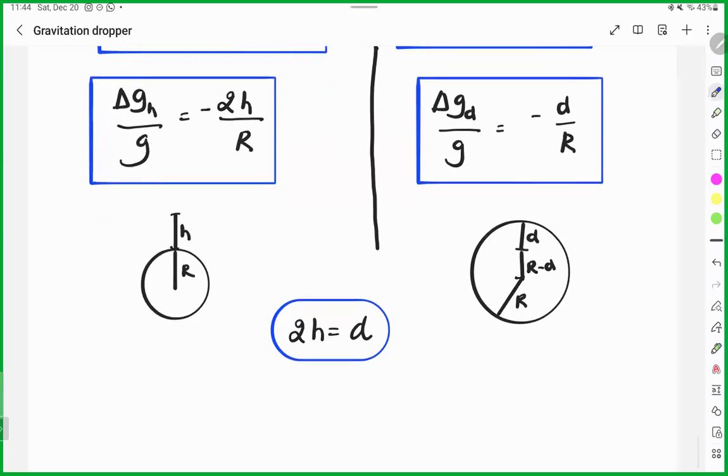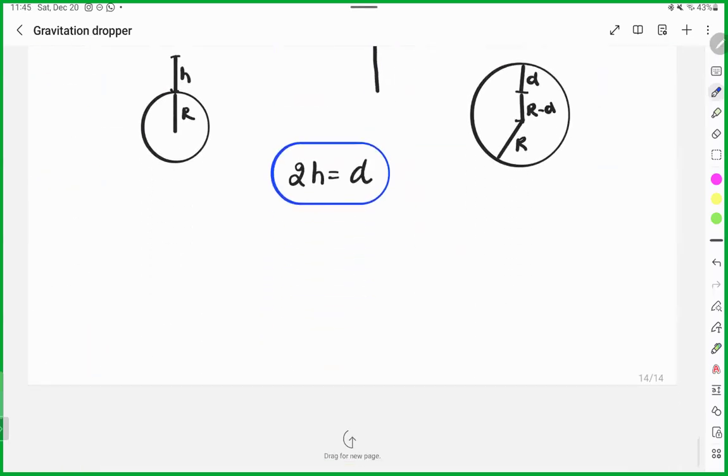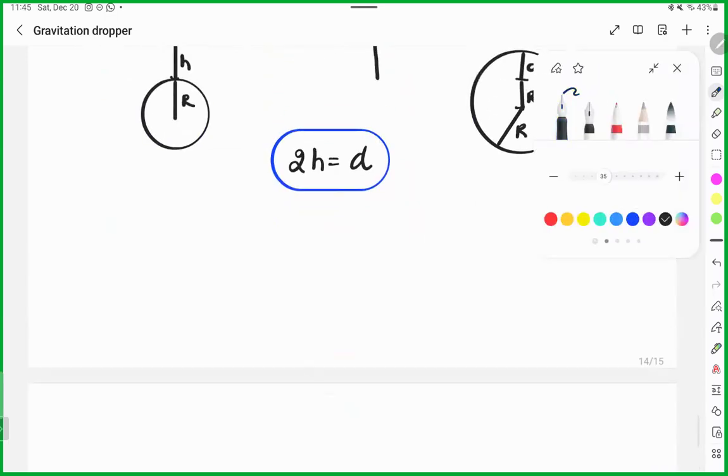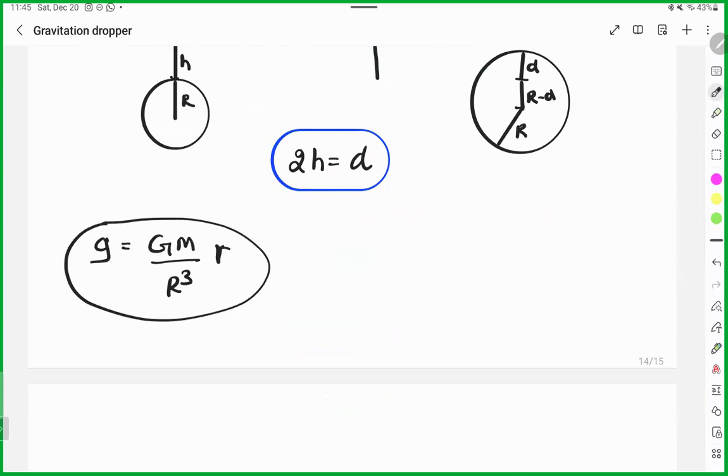And almost the same curve we made before, you can say here, because we said g is equal to GM by R cube times r, directly proportional to r, when you take a solid sphere, because Earth is a solid sphere, and inside.